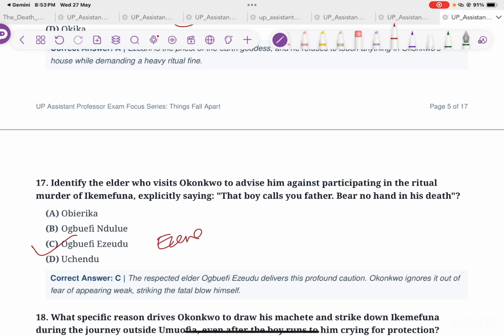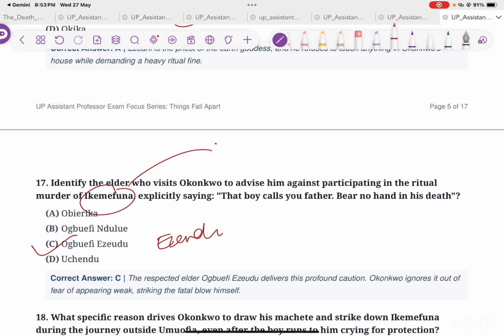So what happens when Ikemefuna comes to Okonkwo as compensation? He sees those qualities in Ikemefuna that he doesn't see in his own son. Over time Ikemefuna grows very close to Okonkwo and they become more like father and son. He plays with Nwoye and he respects Okonkwo.